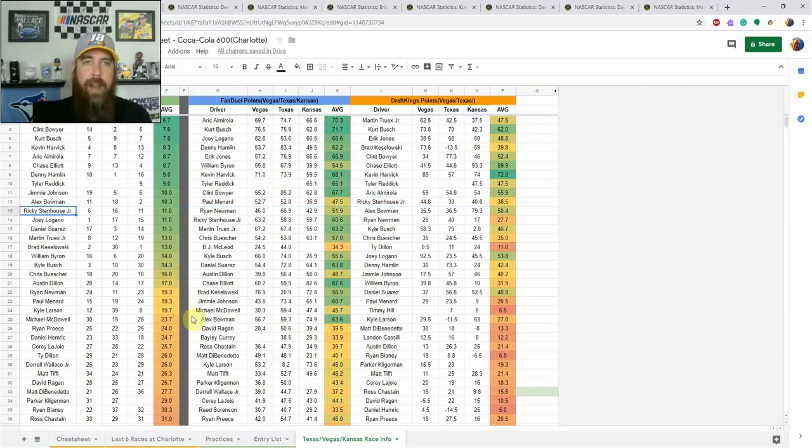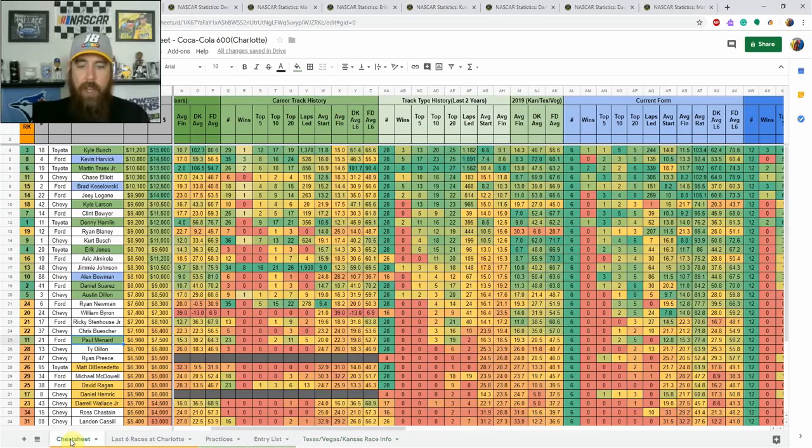There is a tab for that, so you can go ahead and look at that if you want to look at that a little bit further, see where each driver placed. We'll refer to this a little bit later. So I have added that.